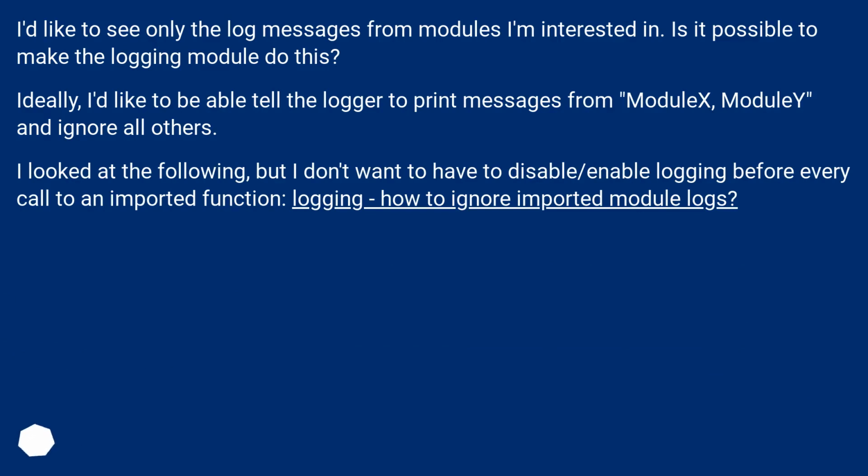Ideally, I'd like to be able to tell the logger to print messages from module X, module Y, and ignore all others. I looked at the following, but I don't want to have to disable/enable logging before every call to an imported function. Logging, how to ignore imported module logs.